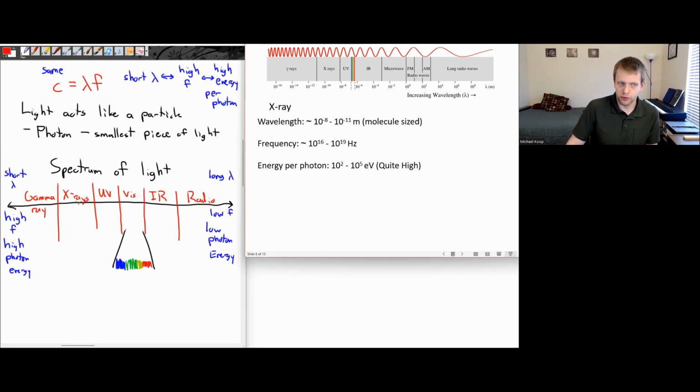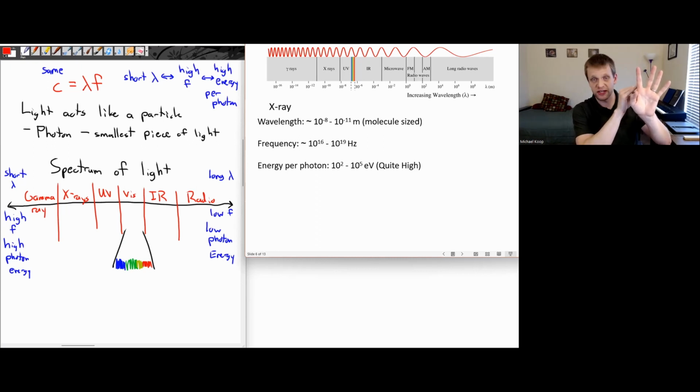X-rays, well, they're still pretty short wavelength, pretty high frequency, and still fairly high photon energy. Think, well, where are X-rays used? Well, you may have had a broken bone or gotten a dental X-ray. Those are used in medical imaging. And one of the things about X-rays is that they'll pass pretty easily through soft tissue, but certain materials like bone are a little bit better at blocking X-rays.